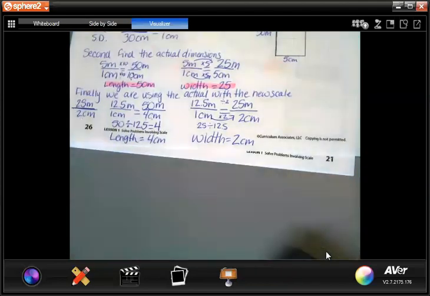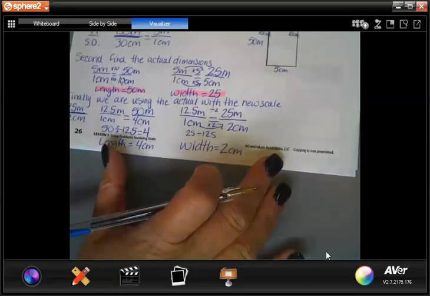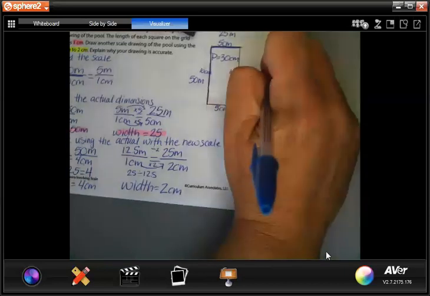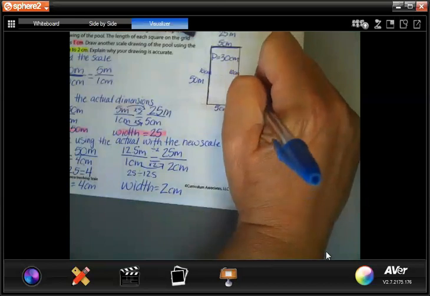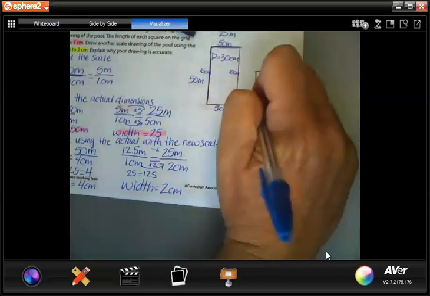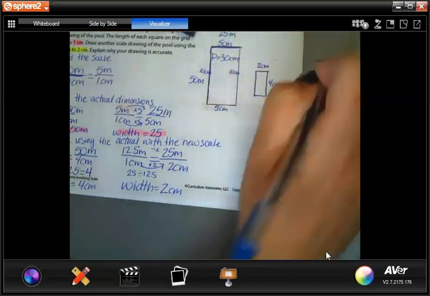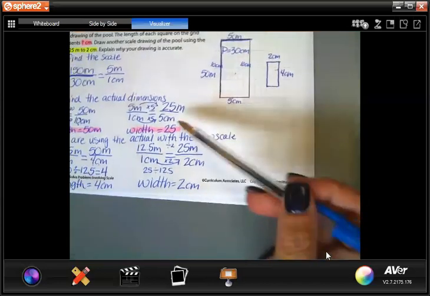So now that we have both of those pieces, we can now draw it. Our width is 1, 2. Our length is 1, 2, 3, 4. And ta-da! Congratulations. So you made a scale drawing of an actual pool that has these dimensions.